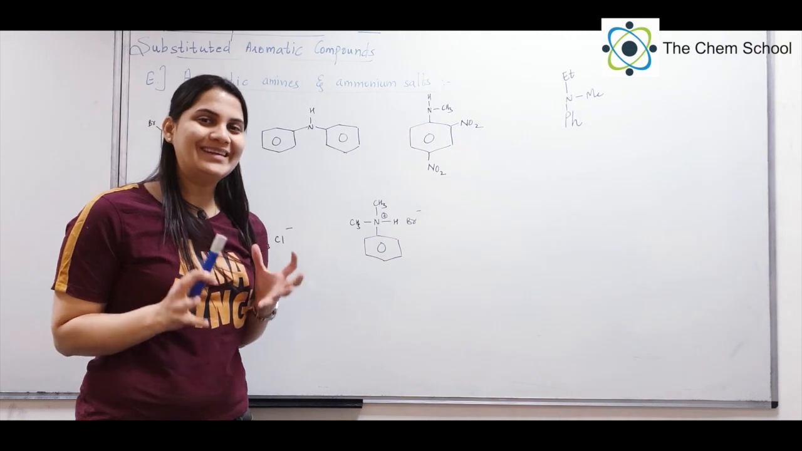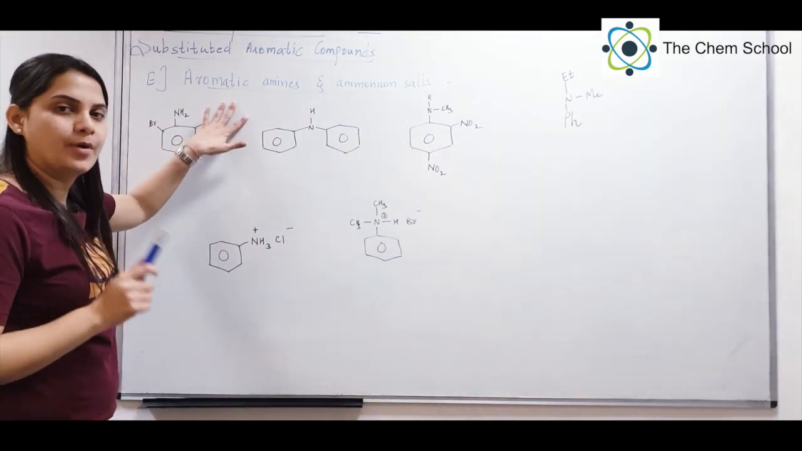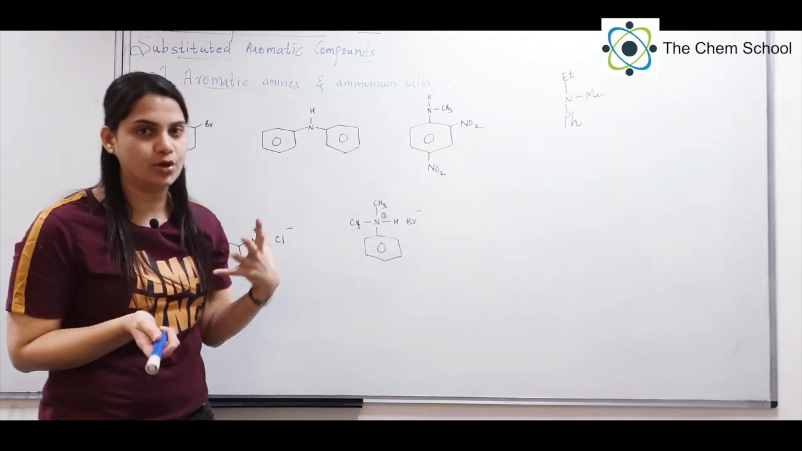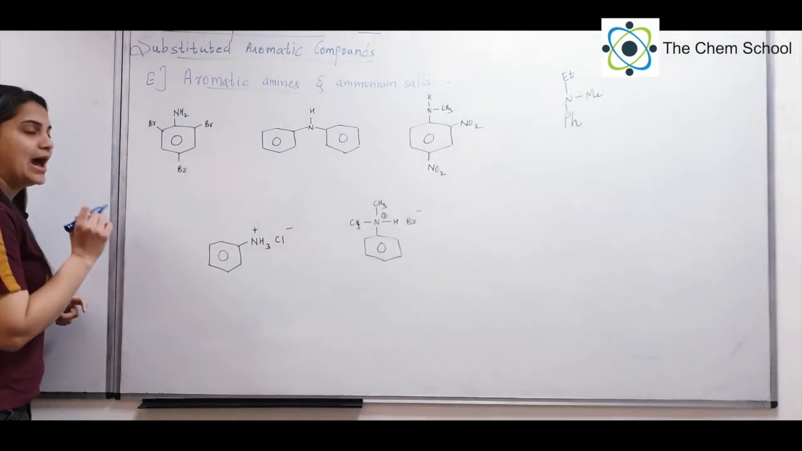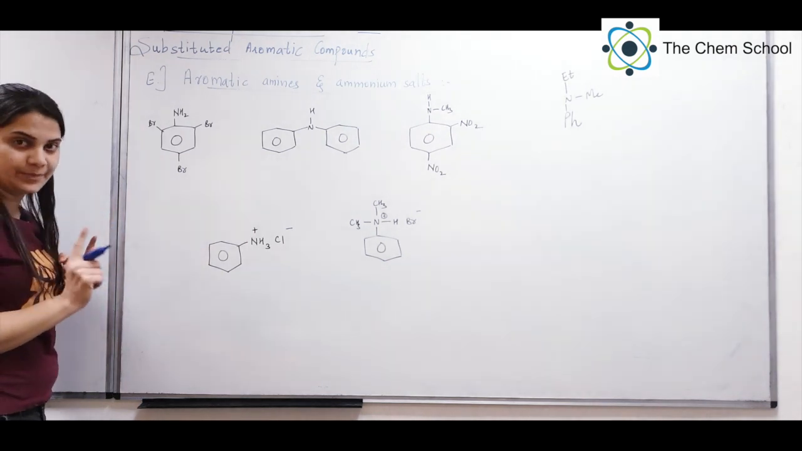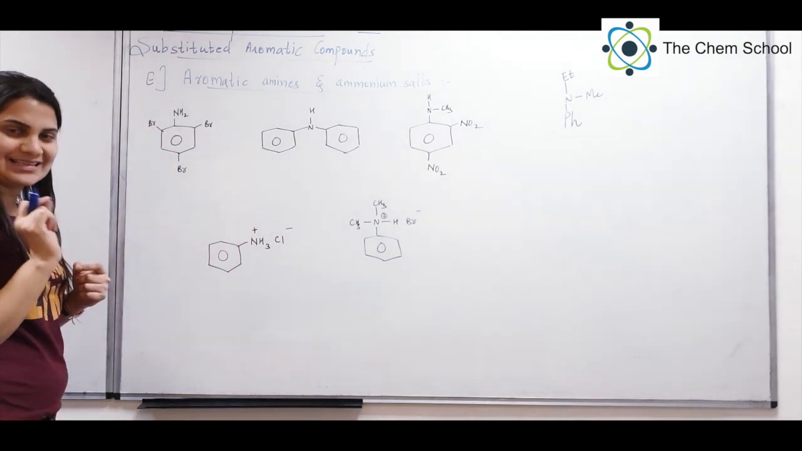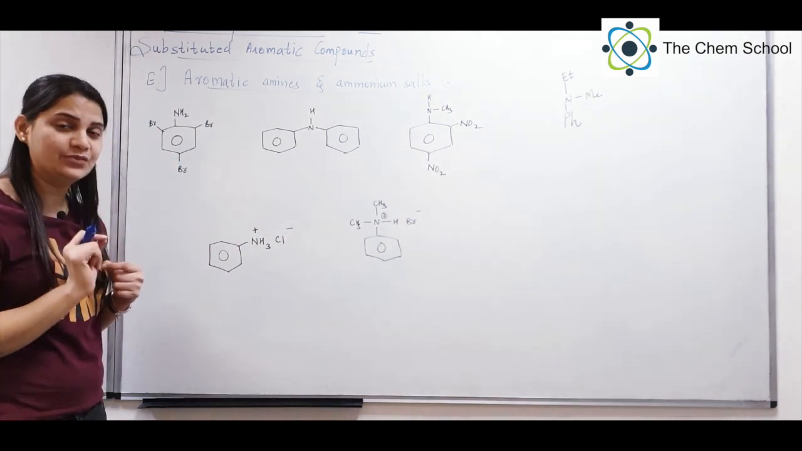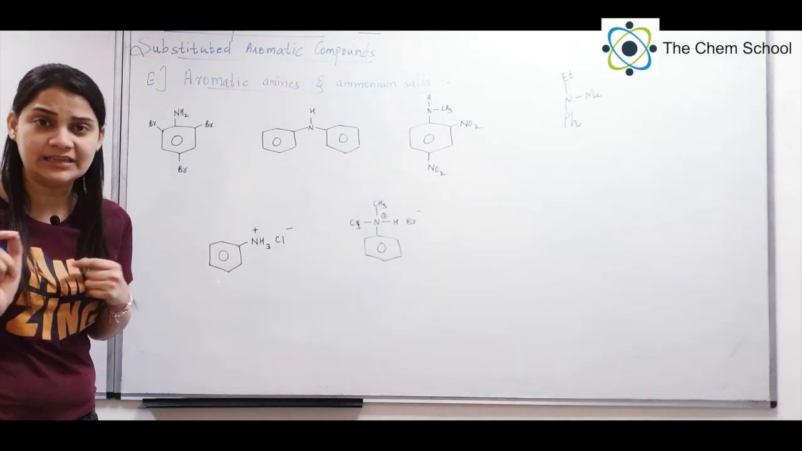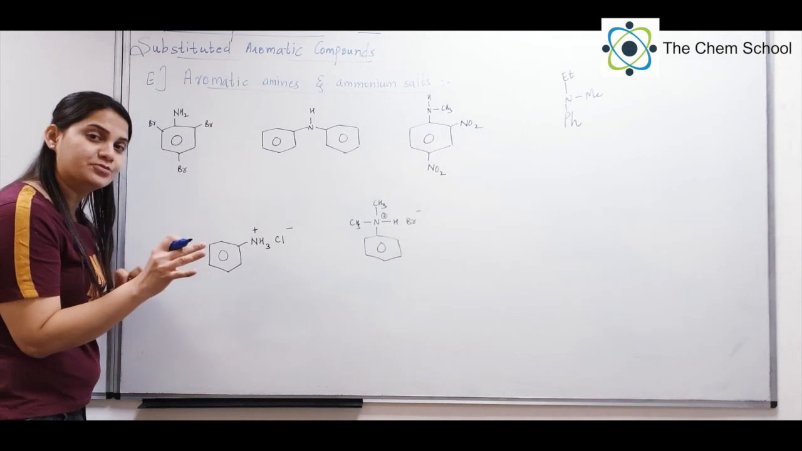So let's talk about the next class of aromatic compounds, and that is amines. So we are going to talk about aromatic amines as well as some ammonium salts. So let's talk about it. Have a look at the first one. If you remember, in the first class of aromatic compound nomenclature, I spoke about this. So benzene with NH2 is called aniline. I repeat, benzene with NH2 is called aniline. So that is going to be your main name, right? And the others are going to be your substituents.